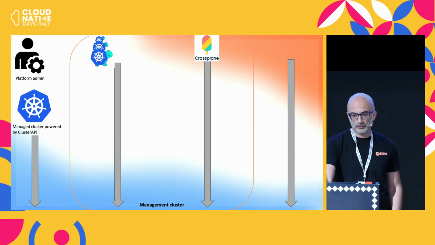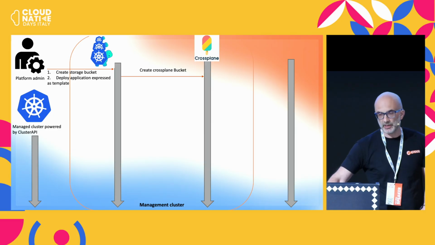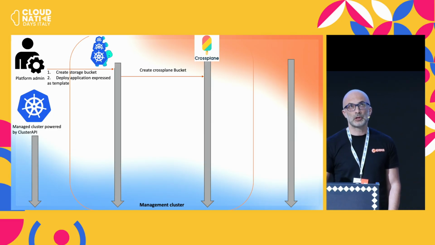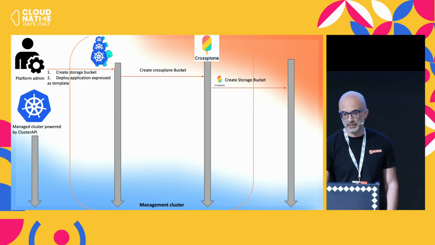And now I can deploy Crossplane, for instance, in my management cluster, and I can create a Crossplane bucket. So when I create the Crossplane bucket in the management cluster, what Crossplane is going to do is create the bucket. In this case I'm using Google, so it's going to create a Google bucket.